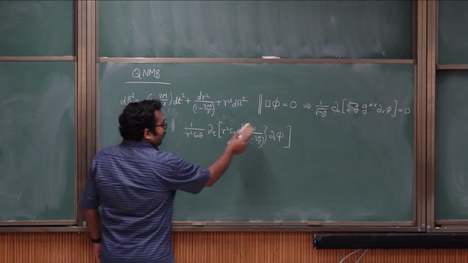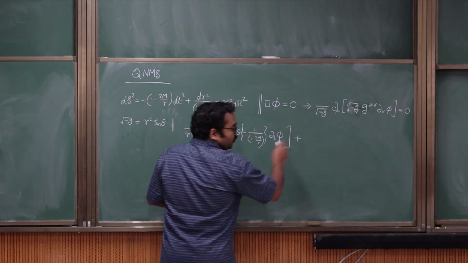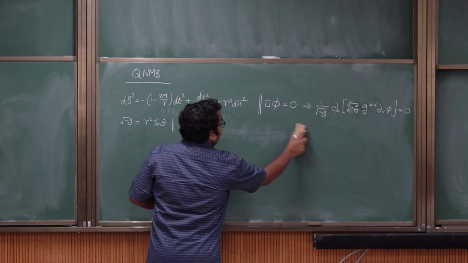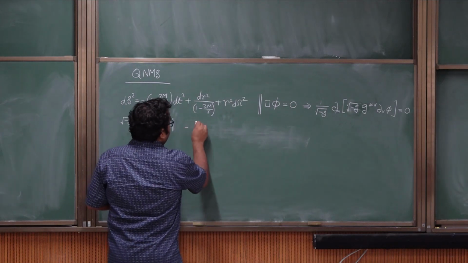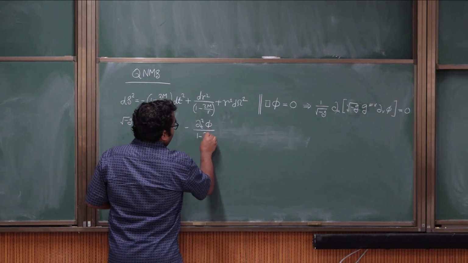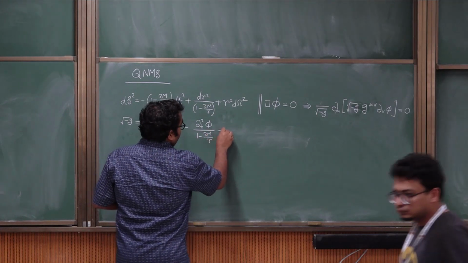Right. So that means the first term, of course there would be additional terms which I will come back to, the radial part and the theta part, but at least the first term I can simplify and write it as del t square of phi divided by 1 minus 2m by r.